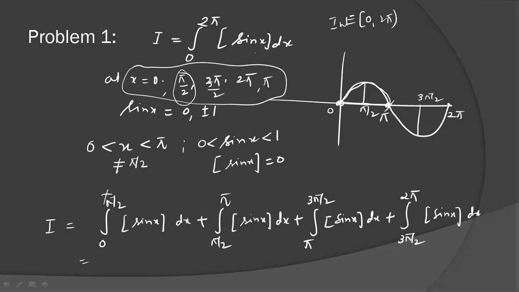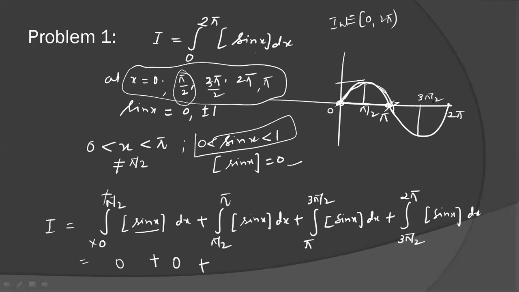At 0 and pi by 2 we cannot discuss, because this function is not continuous at this point. But in the open interval 0 to pi by 2, the value of sin x is always between 0 and 1, so the greatest integer will be 0. Very good. In pi by 2 to pi, it is again between 0 and 1, so it is again 0.